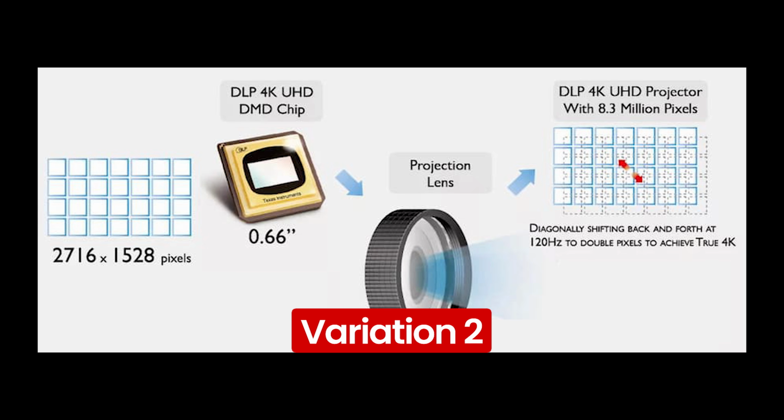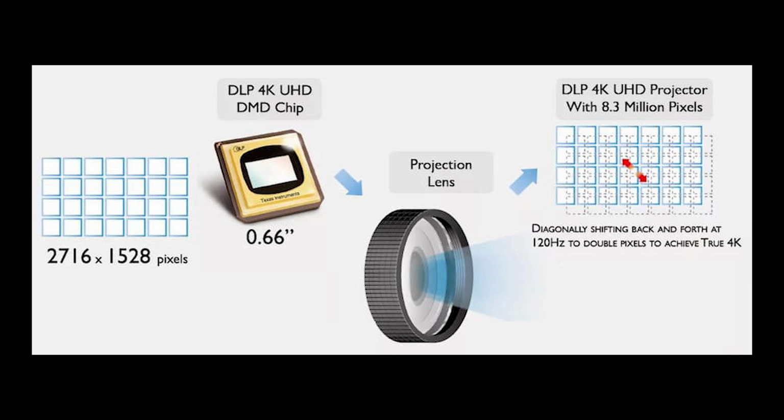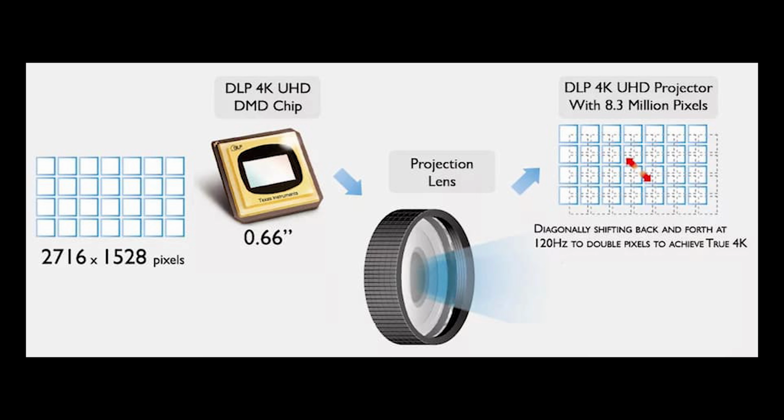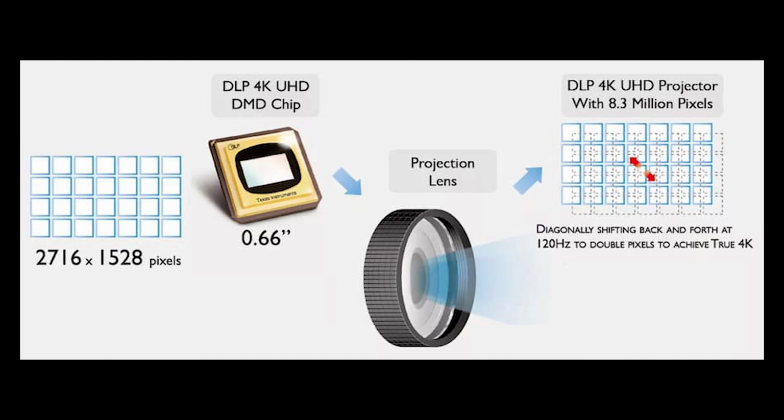This results in the appearance of a more accurate 4K-like image as the pixels are shifted at 240 Hz. Instead of using a 1080p DLP chip, the Texas Instruments DLP chip is 0.66 inches in size, with 4.15 million pixels as the starting point. 4.5 million pixels is twice the number there is in a 1080p chip, remember? This means that the pixels only need to be shifted diagonally at a rate of 120 Hz.